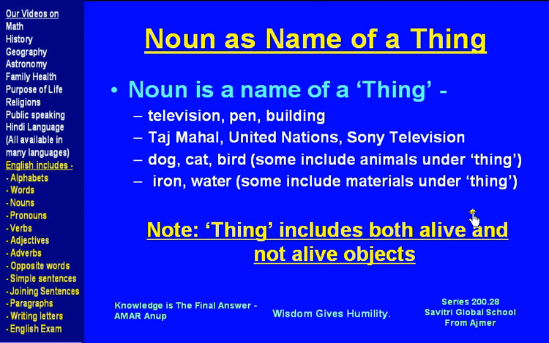Some include animals under thing. Some use the word thing to include living and non-living both. So some include dog, cat and bird, etc. under thing as examples of things. Similarly, some include materials like iron, water, etc. also under thing. It does not matter where you include them, but you should know that these are all nouns.